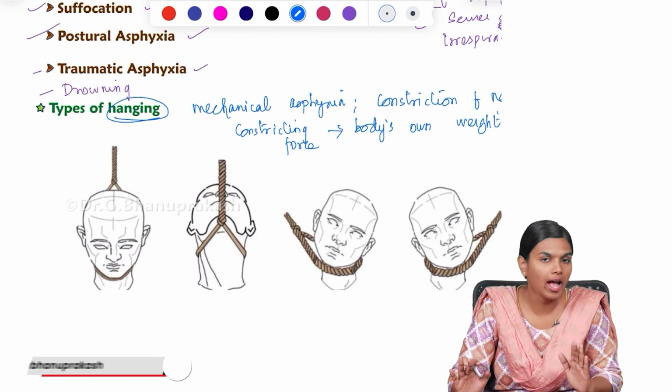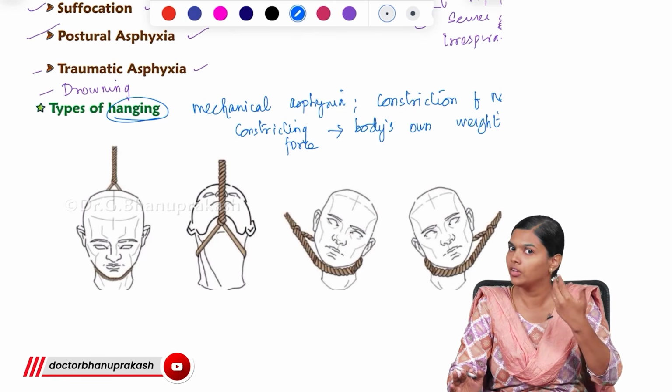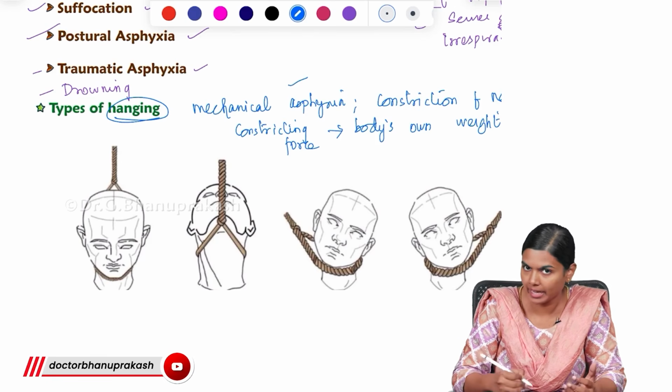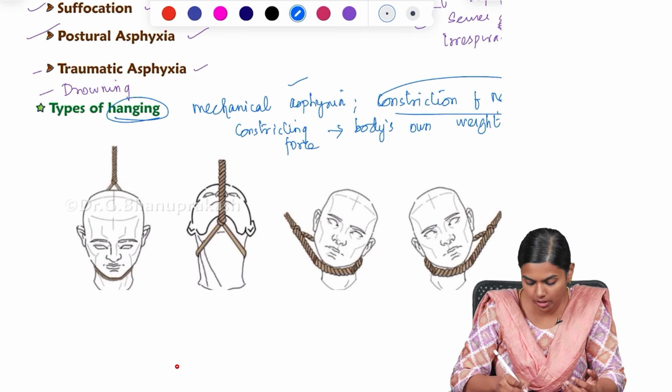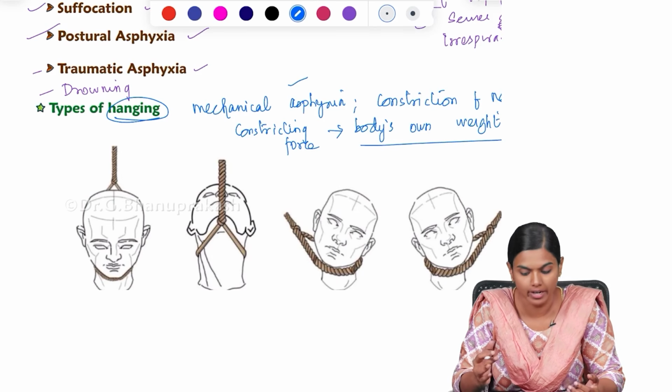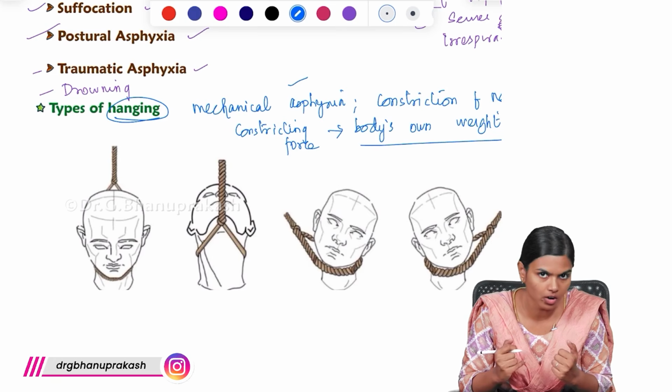So, this is your hanging's definition. If someone asks you what is the definition of hanging, you can definitely say that it is a type of mechanical asphyxia which consists of constriction of neck and the constricting force being the body's own weight. If you tell this much, that is enough. So, this is basically the definition of hanging.